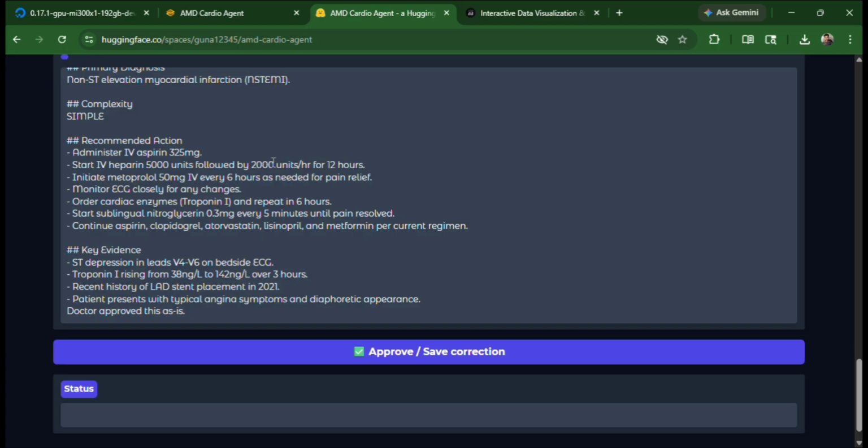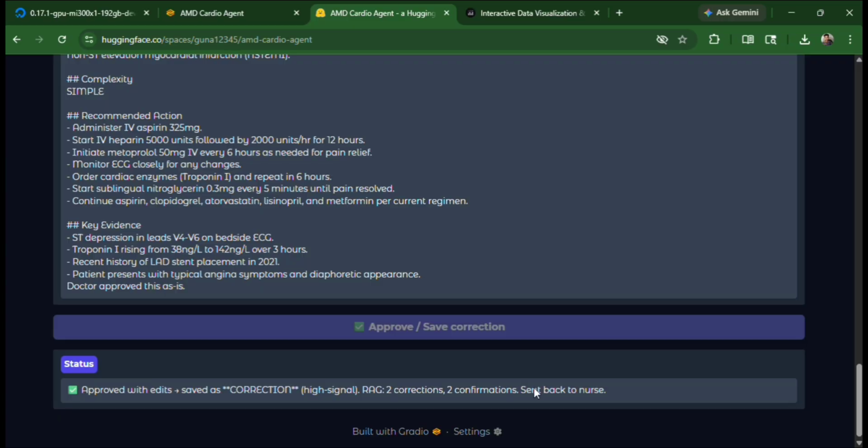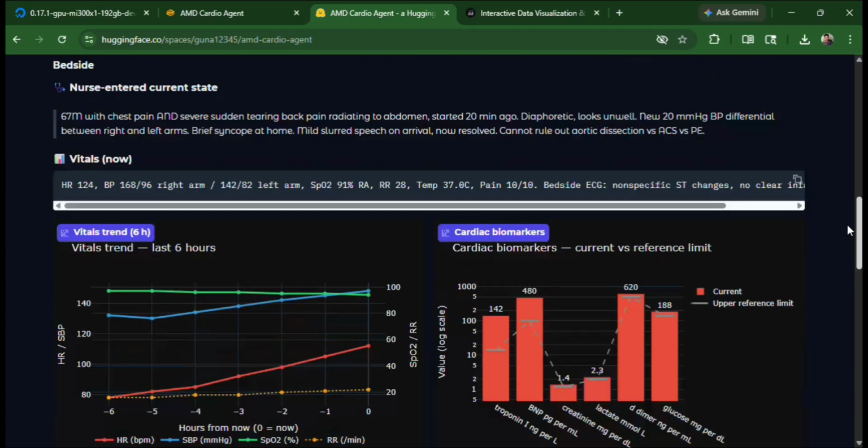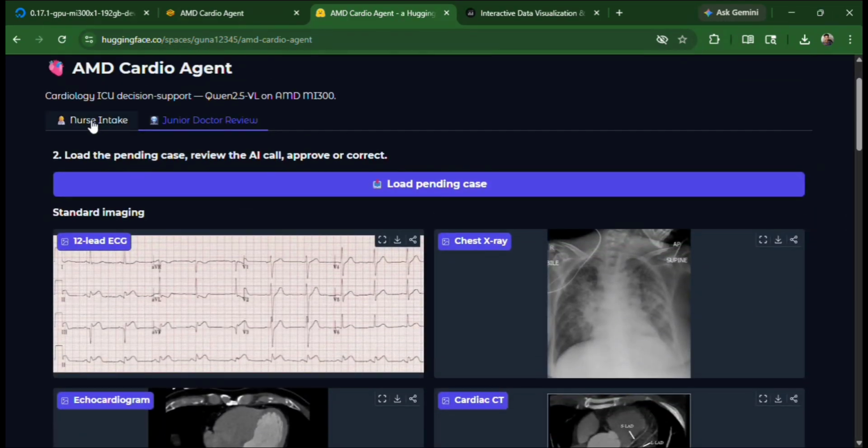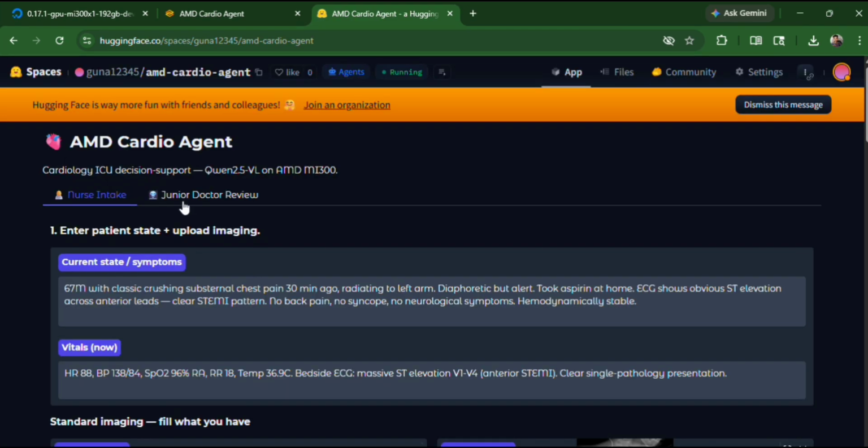Every edit and piece of doctor feedback is instantly stored. The next time a similar case comes in, the agent retrieves this exact correction, meaning the system continuously learns from the hospital's best doctors.